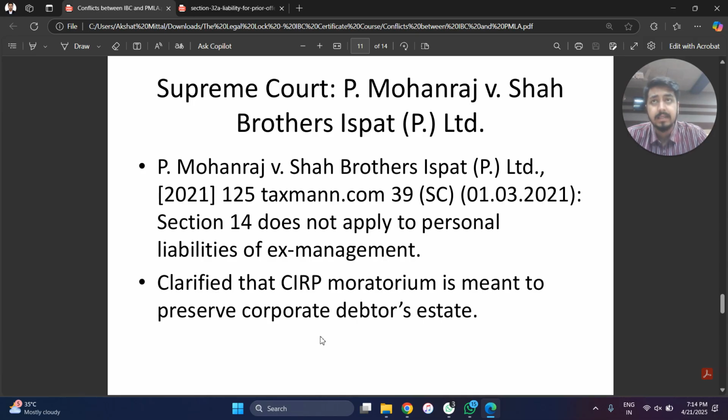Very interesting case. In this case, the Honorable Supreme Court of India was faced with the issue of whether, when the Section 14 moratorium is in play, Section 138 proceedings under the NI Act are to be halted or not. Because technically, 138 NI Act proceedings are of criminal nature, and Section 14, as we have also discussed, does not apply to criminal proceedings.